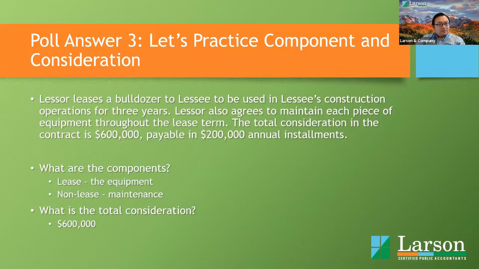So hopefully your answer was this: the lease component will be the equipment, the non-lease component will be the maintenance, and the total consideration is the $600,000.